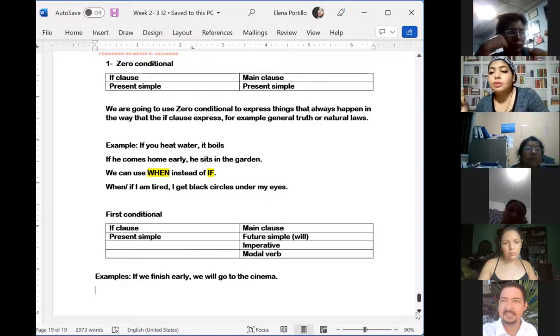Then we can use the words when and if. We can use both of them to create this kind of sentence.